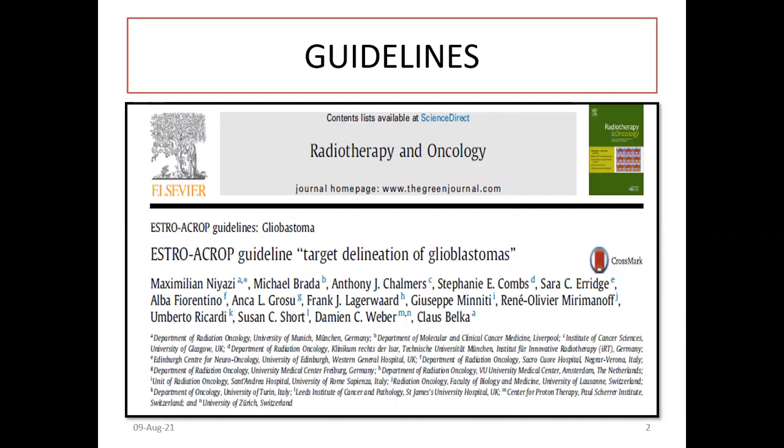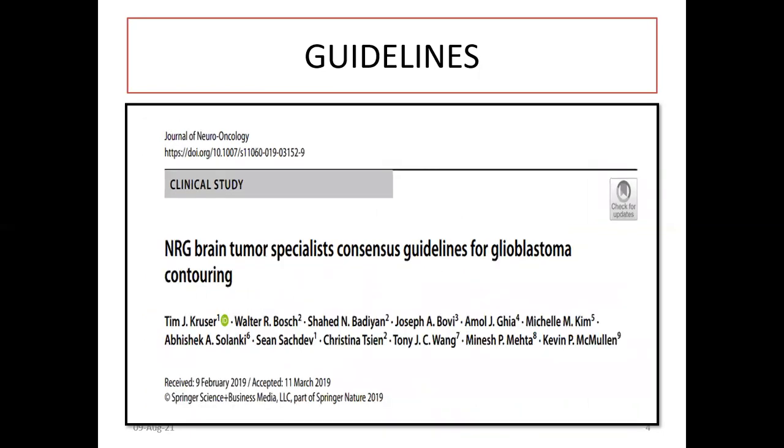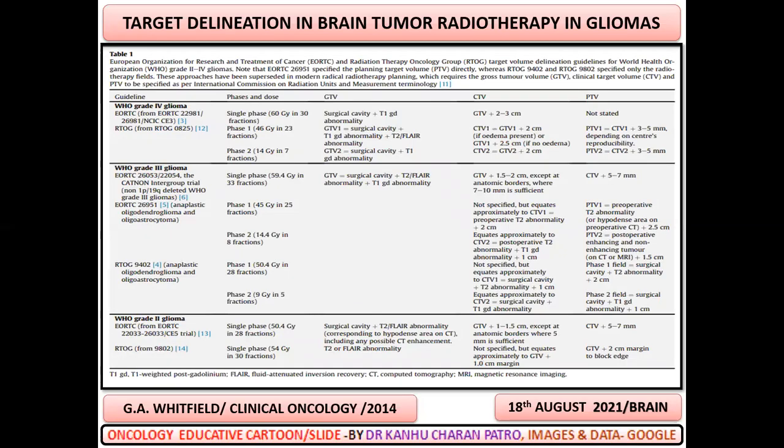If you go to the guidelines, most of the guidelines we follow are the ISTRO-ECROP guidelines, that compare the EORTC and RTOG. Another is the MR-Linac International Consortium Research Group Evaluation. Another is the EPTN group guidelines. If you compare, see this table: the upper part, WHO grade for glioma, most of the trials EORTC 22981 and EORTC 26981 and RTOG 0825.